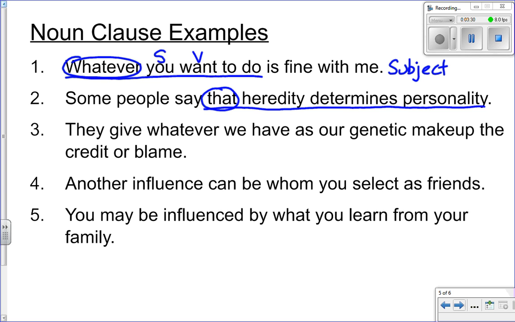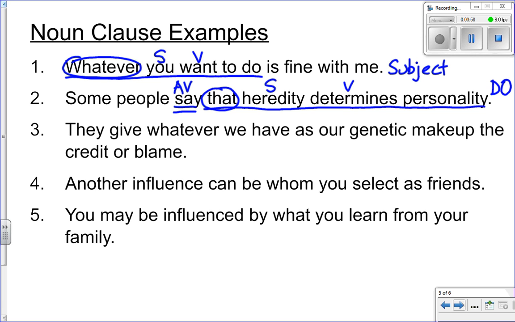This particular noun clause still has a subject and a verb. Heredity is the subject, determines is the verb. And then I need to determine the function of this noun clause. Because it's in the second half of the sentence, it's not starting the sentence, I have to look at the word directly in front of the clause. That word is say, which is an action verb, and a direct object follows an action verb.